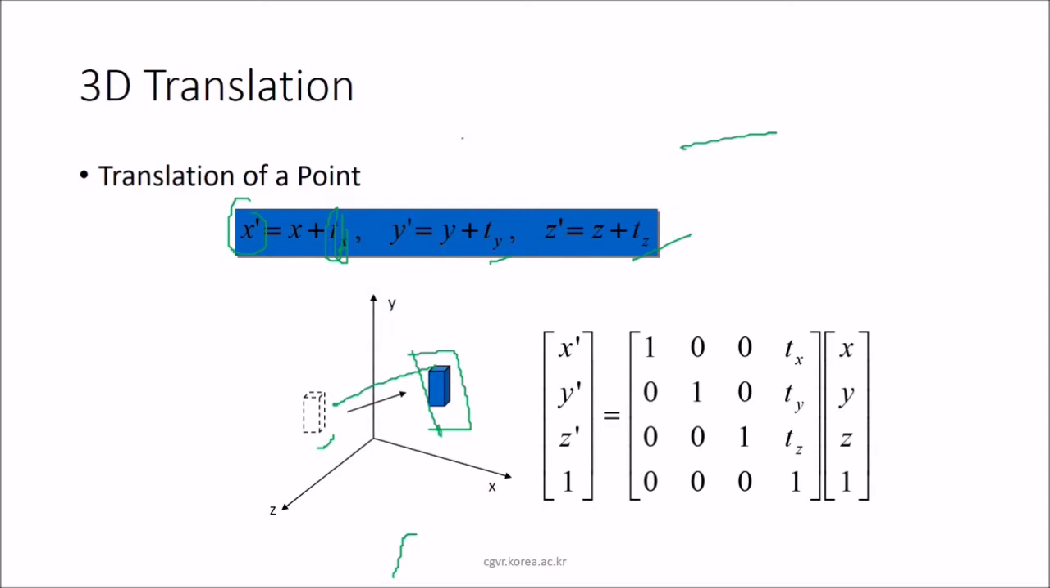And as I said in the previous slide, these are the values which you place, Tx, Ty, Tz, and if you multiply it with X, Y, Z, 1, where these are homogeneous coordinates, you will get the translated version or translated matrix.